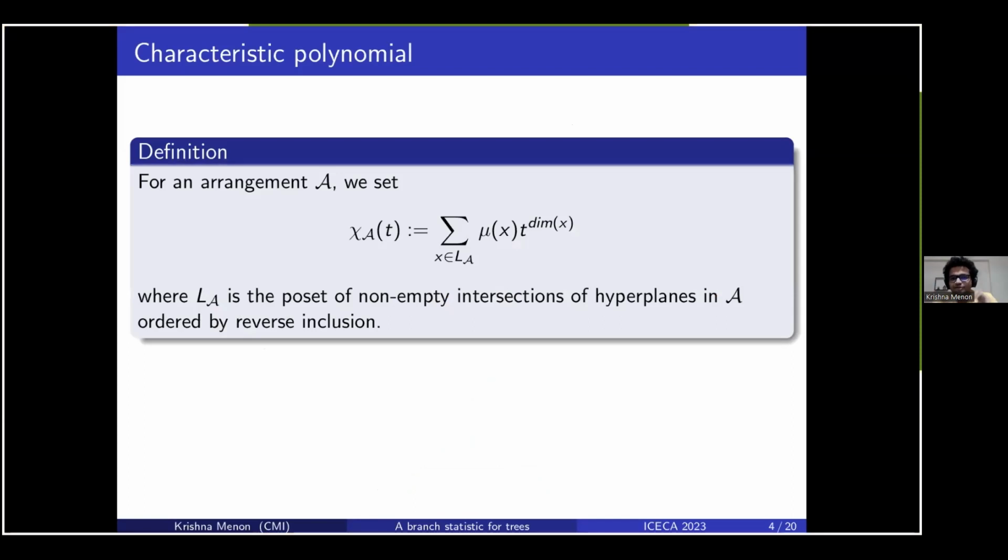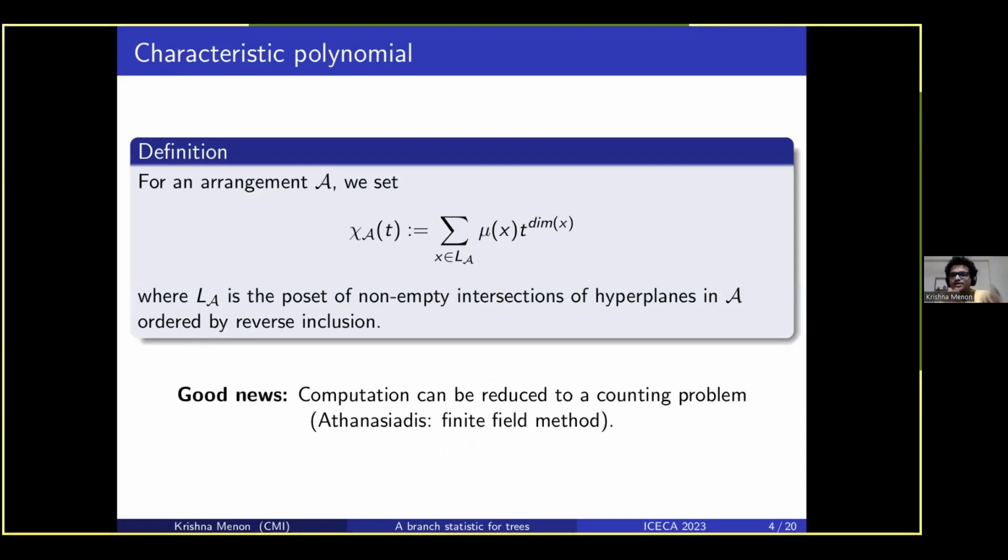If, like me, you find this definition a bit intimidating, there is good news, which is that you can reduce the computation of this polynomial to a counting problem. For large integer values of t, χ_A(t) is just the cardinality of a certain set. This usually makes the computation of the polynomial much simpler. We won't really be going into this method.